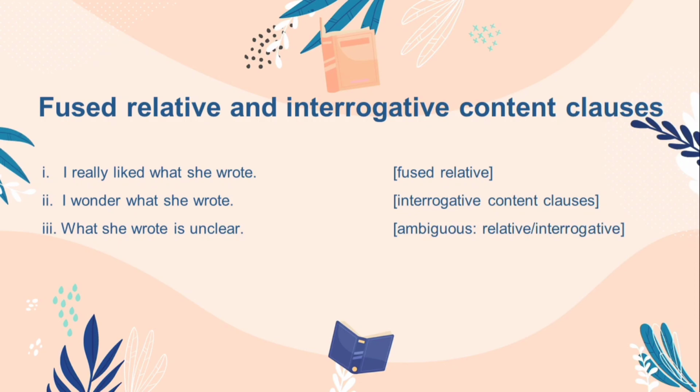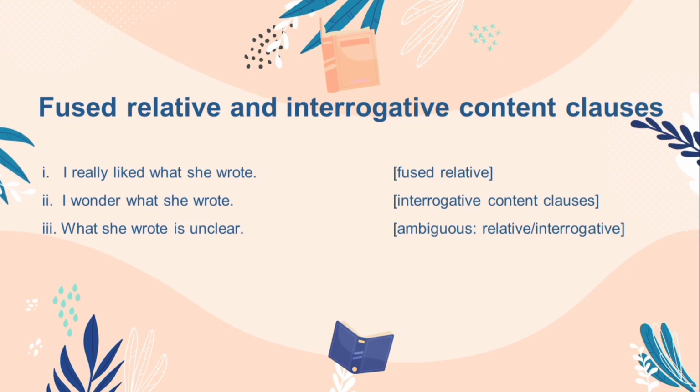And then fused relatives and interrogative content clauses. There is a considerable amount of overlap between fused relatives and interrogative content clauses. I have some examples to compare, which are sentences of fused relatives, interrogative content clauses, or sometimes sentences that include both of them. Okay, let's see the examples. Example number 1, I really like what she wrote. And the next, I wonder what she wrote. And the last, what she wrote is unclear.